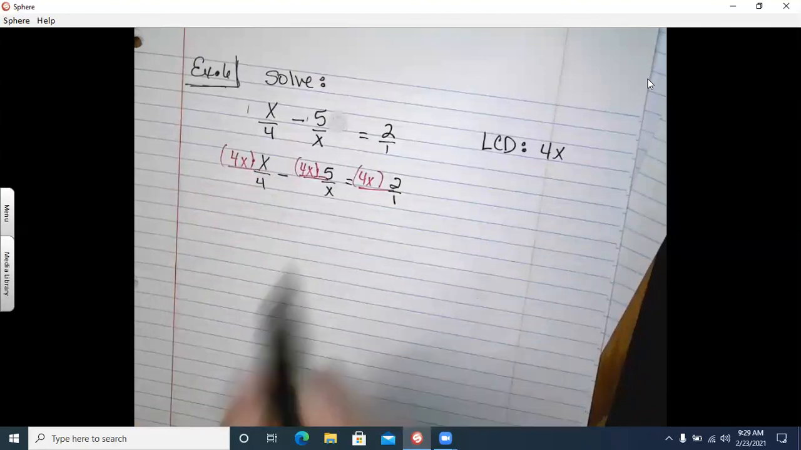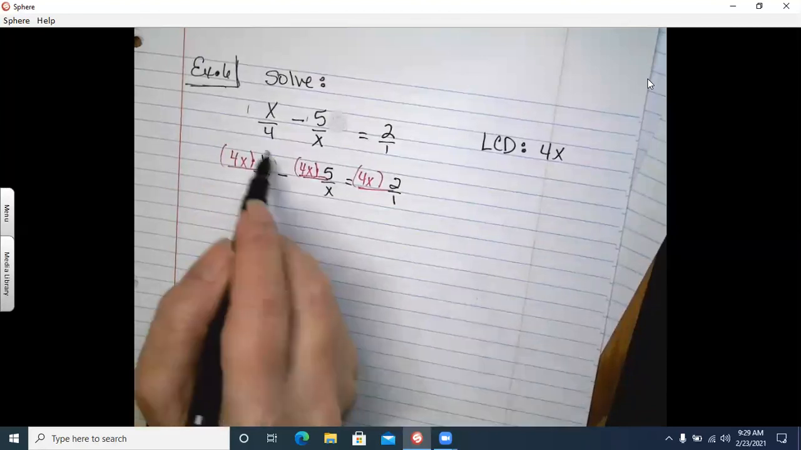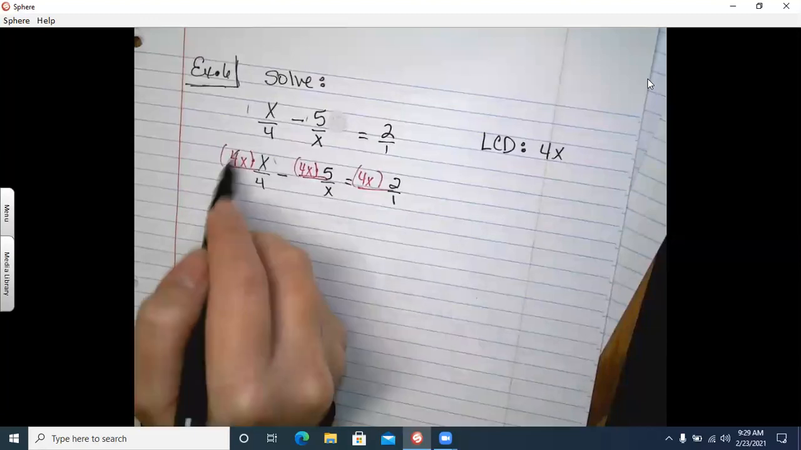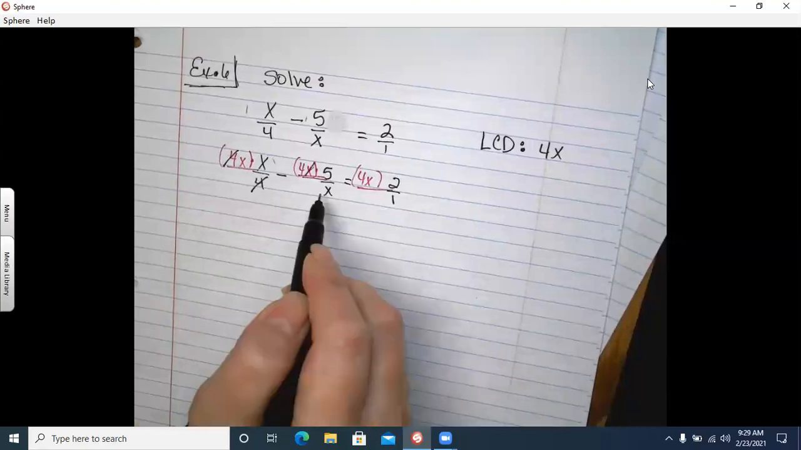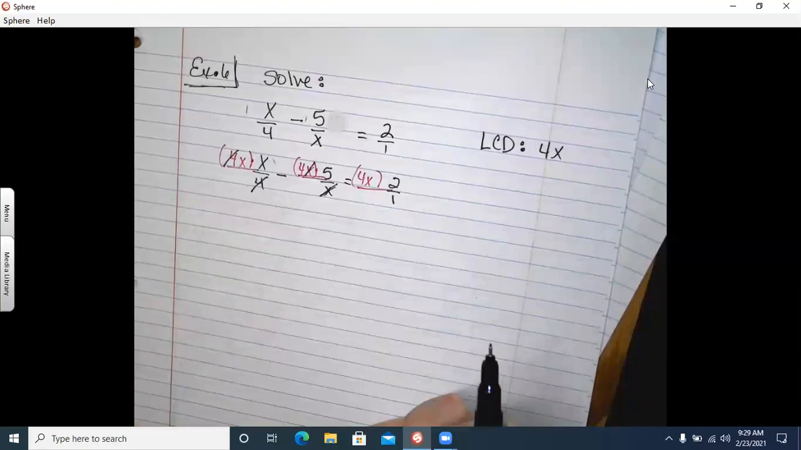So would anything cancel in my first fraction? The 4s would. Not the x's, they're both in the numerator. They don't cancel each other out. You gotta have 1 in the numerator and 1 in the denominator to cancel. Anything cancel in my second fraction? X. How about in the third fraction? It's just a 1, there's nothing to cancel, right?